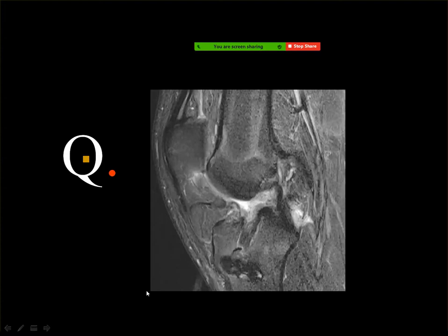Then this is the case of MRI of the knee after ACL graft reconstruction. Cyclops.